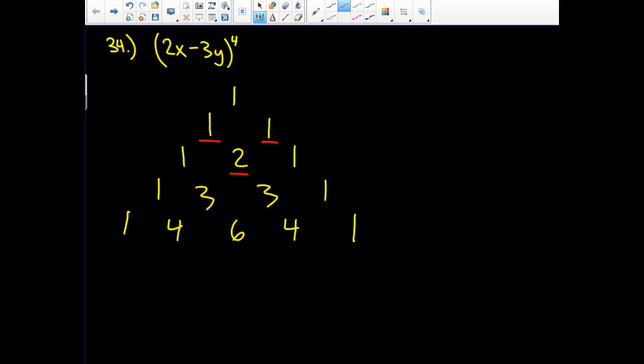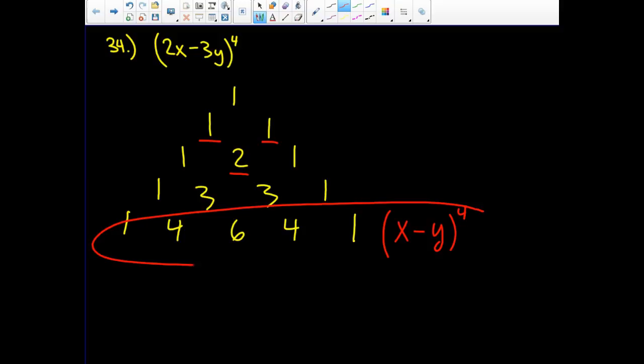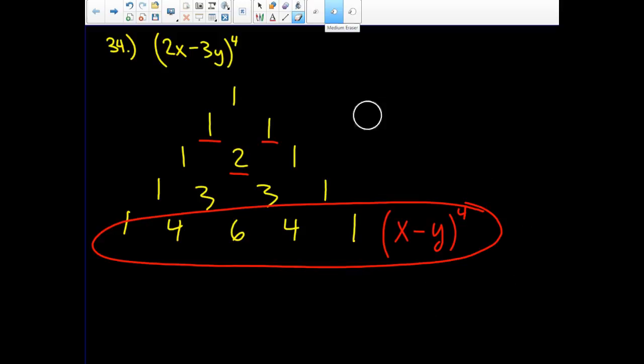Okay. And then we're going to use this row, right? We're going to use this row because this is like x minus y to the 4th, whatever like that. Or I think it was a and b in the book. All right, so we're going to use this row and Pascal's triangle to expand the binomial 2x minus 3y to the 4th. So here we go.